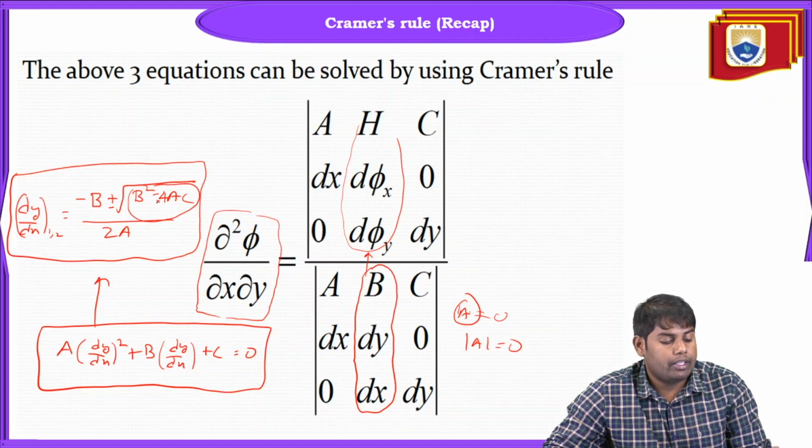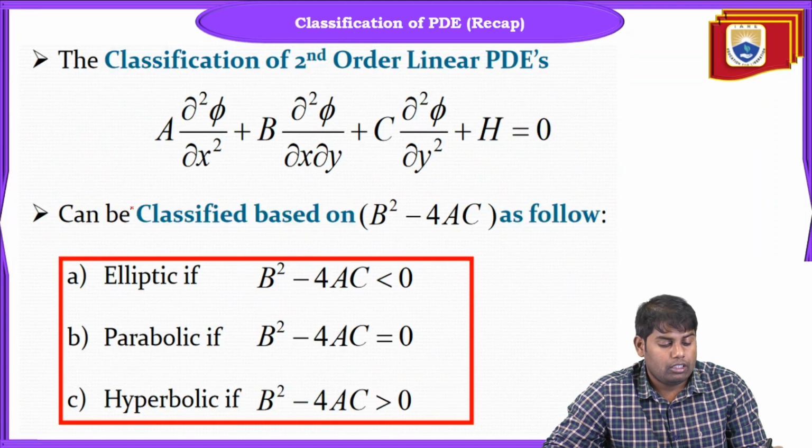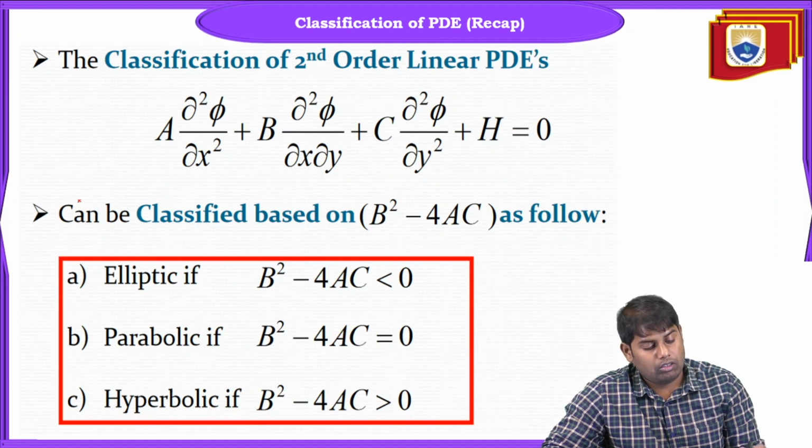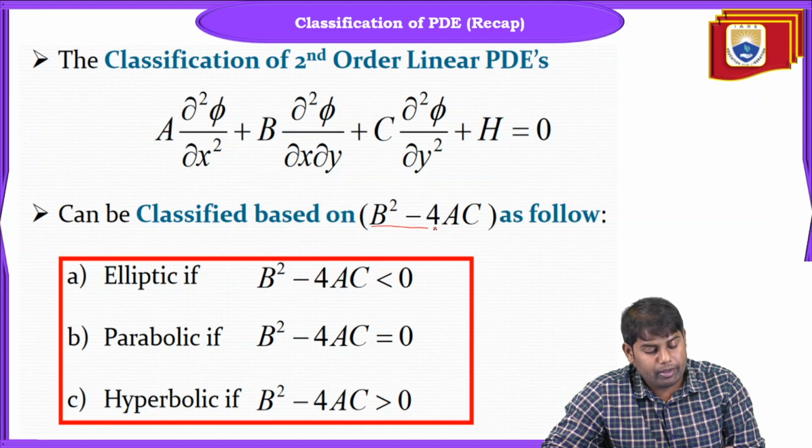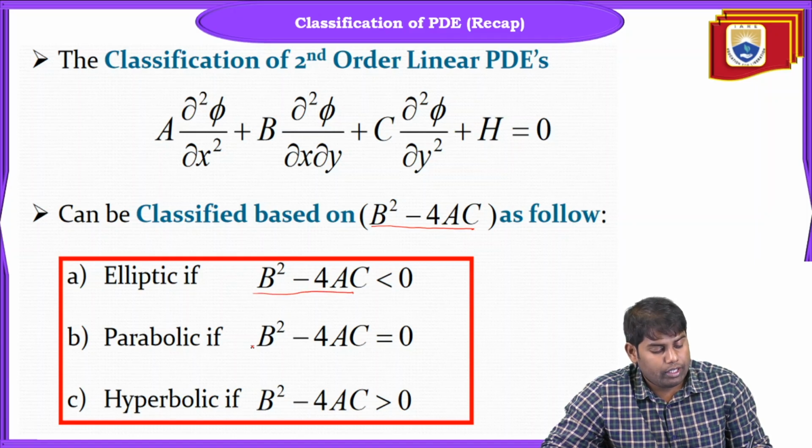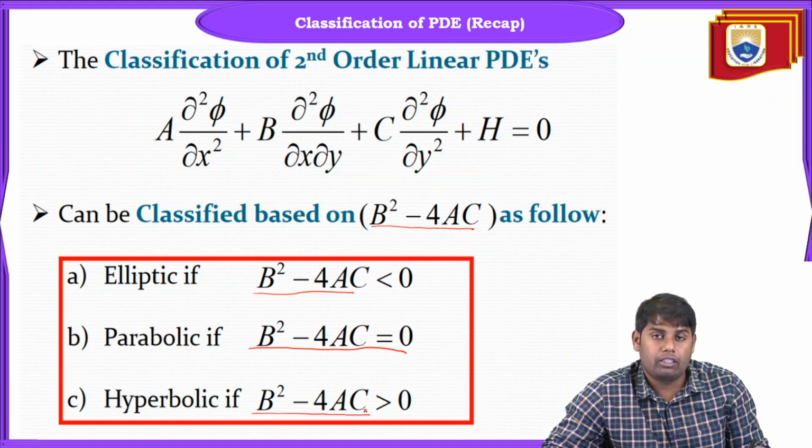So if b² − 4ac is greater than 0, what do we have? Equal to 0, what do we have? Less than 0, what do we have? Based on the b² − 4ac term, we will classify. Let's say b² − 4ac less than 0 is elliptic, b² − 4ac equal to 0 is parabolic, and b² − 4ac greater than 0 is hyperbolic.